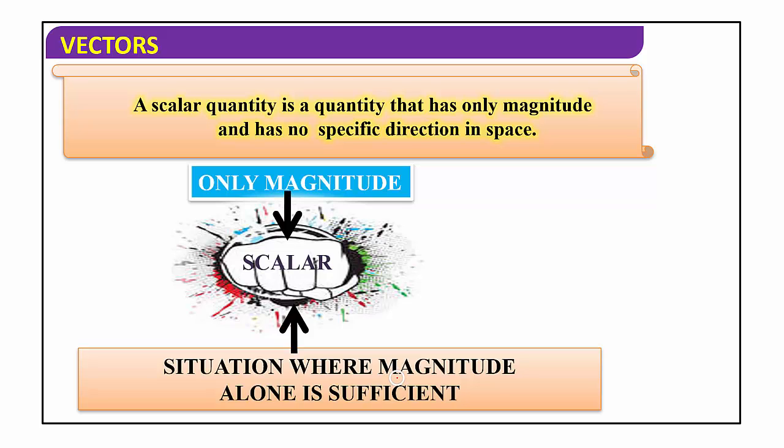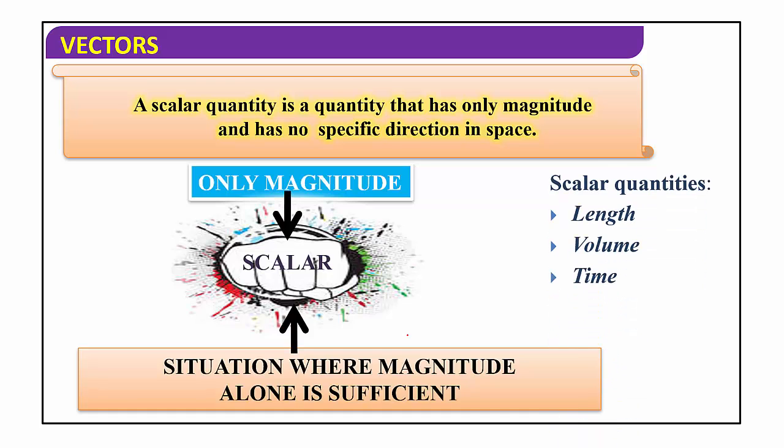What is a scalar quantity? A scalar quantity is a quantity that has only magnitude and has no specific direction in space. We are going to call it a scalar. Remember, whenever the term scalar comes, remember only one term, that is magnitude. It has only magnitude, meaning only a number with unit. There is no direction. So we call it a scalar quantity.